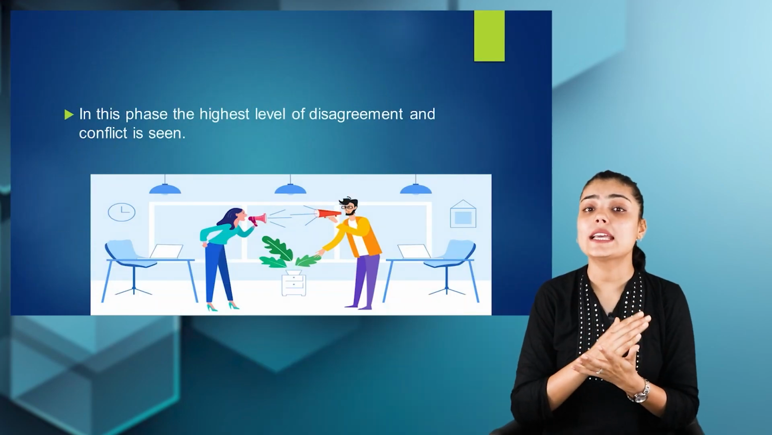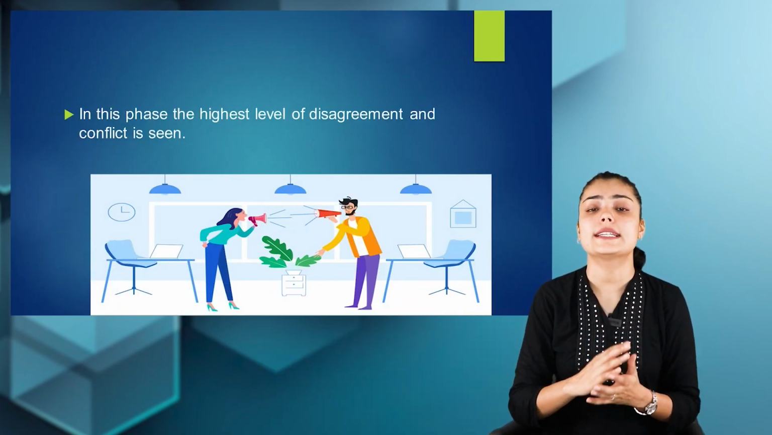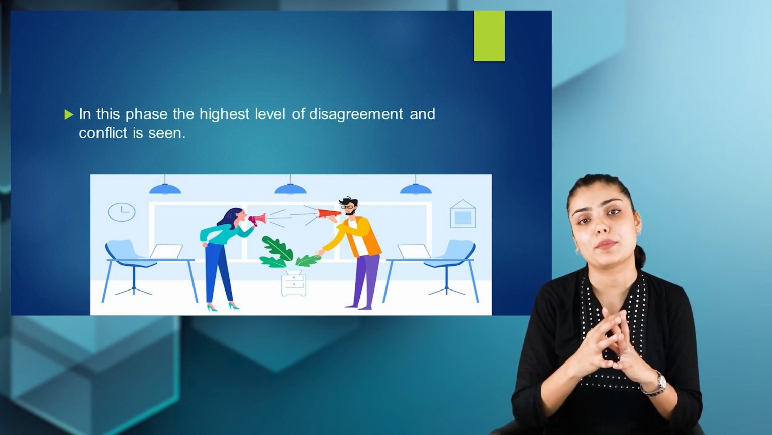Now, in the storming phase, the highest level of conflict and disagreement is seen. So in the first phase, we form a team. There are few people who have come together, and as I have already said, people may not have similar kinds of choices. They may not have similar notions and beliefs about certain things. So in the storming phase, we get to see the highest level of disagreement and conflict between the members of the team.